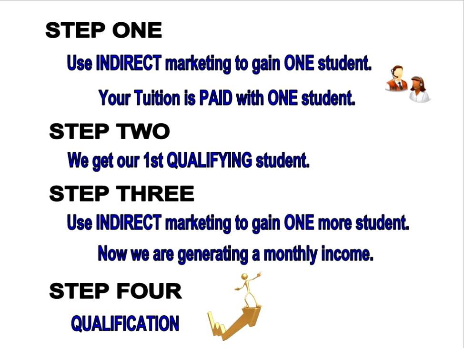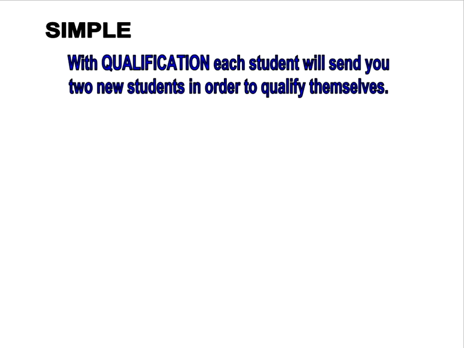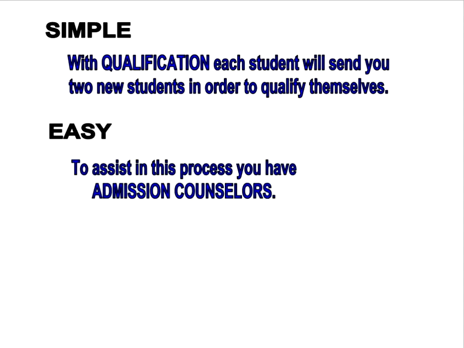Okay. So, we say it's simple. What do we mean? Well, very simple. With qualification, each student will send you 2 new students in order to qualify themselves. Simple enough? Yes, it is if you're using the admission counselors. So is it easy? Well, these admission counselors are there for that purpose. When you have something that's simple, if something isn't easy, what do you do? You get help. You're a business owner. Any business owner that needs any assistance, whether it's taxes, whether it's accounting, or you name it. If you needed to have your business rewired, you would call an electrician.